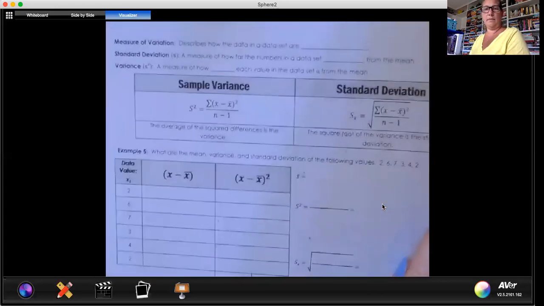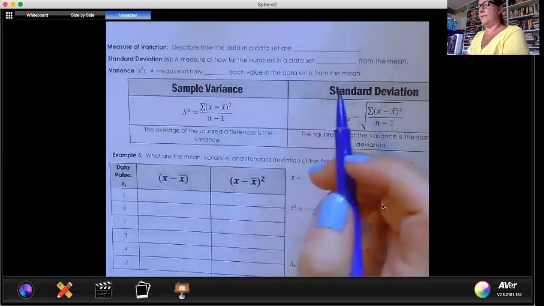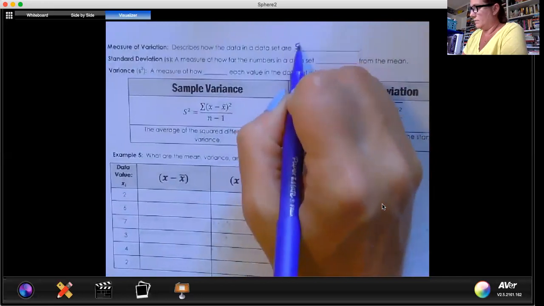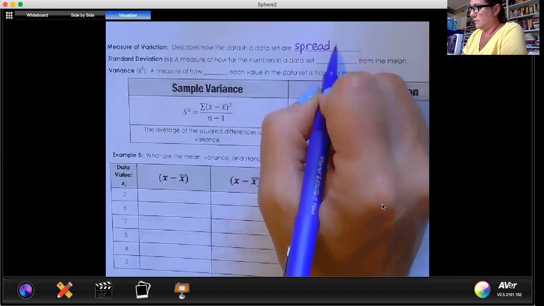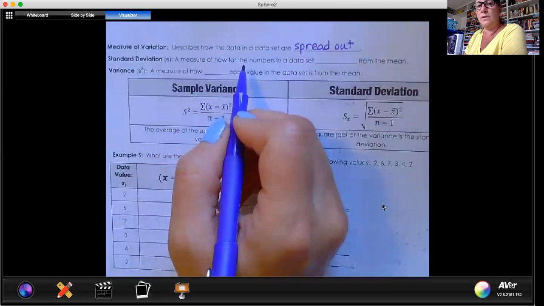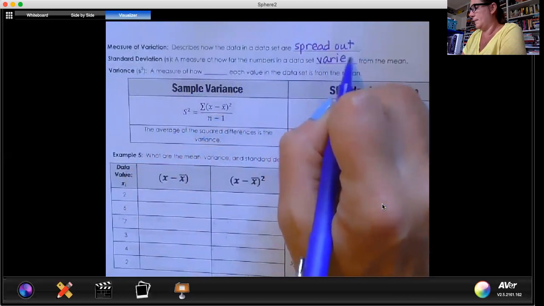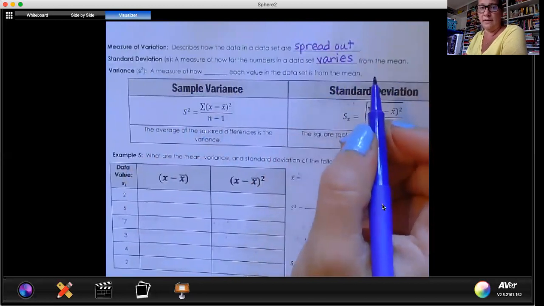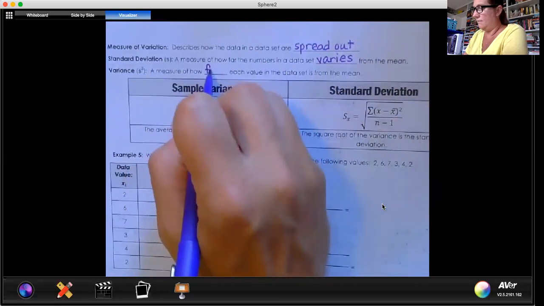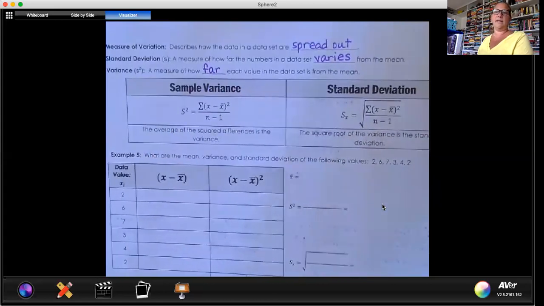All right, moving on to the back, we're going to talk about a couple more measures here. Measures of variation describe how the data in a data set are spread out. A standard deviation, s, is a measure of how far the numbers in a data set vary from the mean. And variance, which is your standard deviation squared, is a measure of how far each value in the data set is from the mean. And you see your sample variance and your standard deviation.